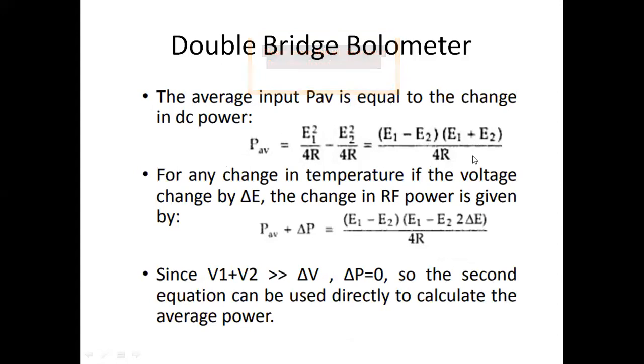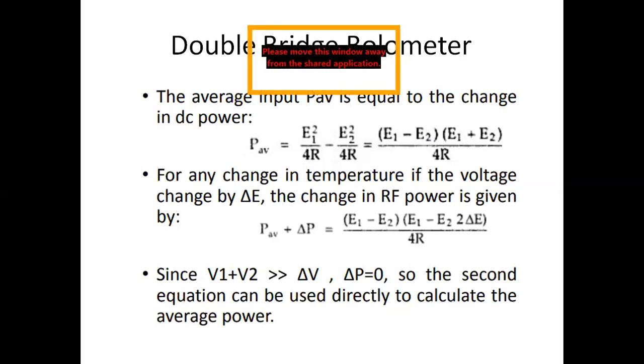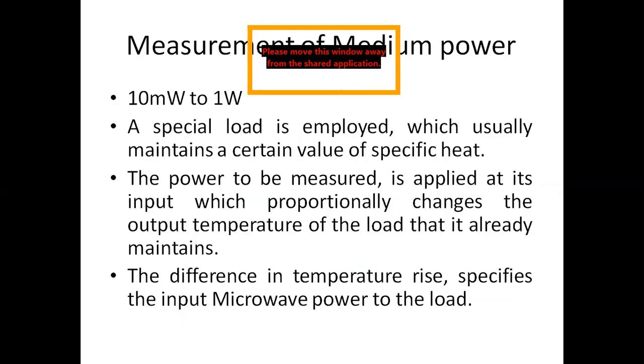If there is any change in temperature, we can use this second formula, which is the same as the first one, and we can easily find the power that is incident using the radio frequency wave. This type of circuit is used only for low power measurements. Then we have medium power measurements.